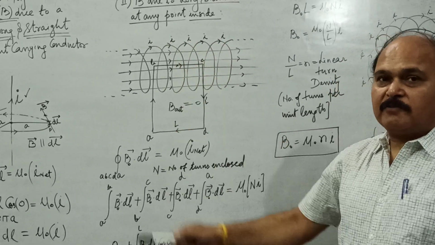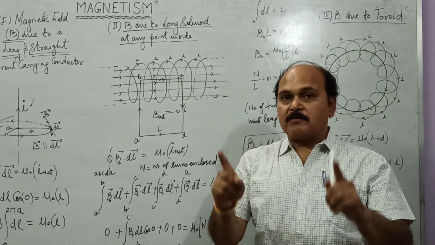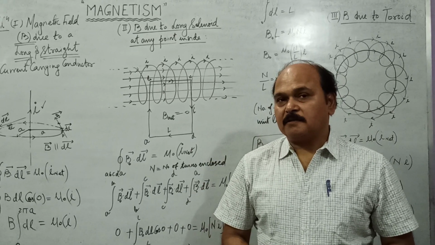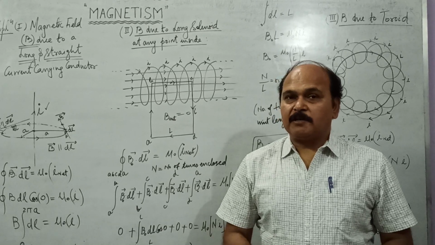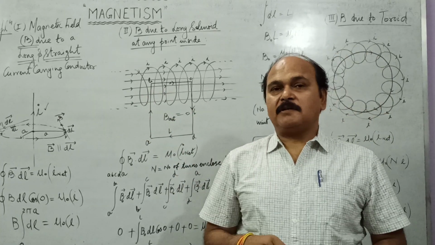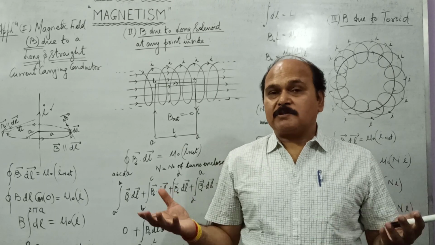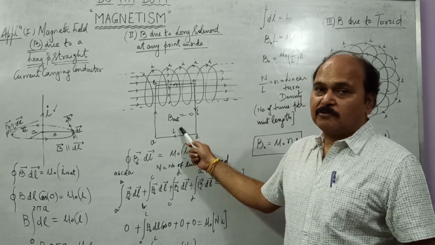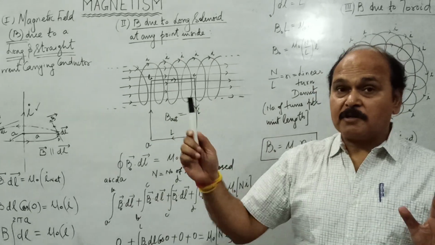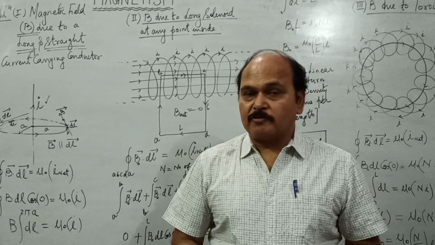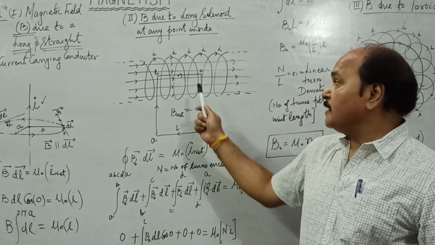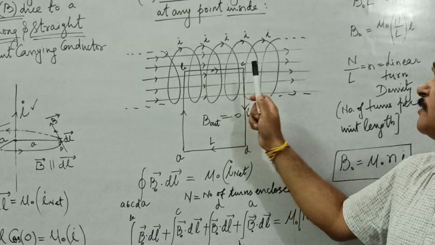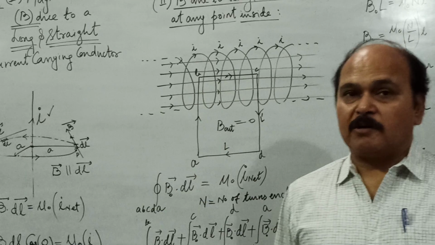In this application we are finding the magnetic field due to a long current-carrying solenoid at any point inside it. We already know that the magnetic field throughout the inside of the solenoid is constant. What is the magnetic field outside? That is not of our interest. But if it is a long solenoid, the magnetic field outside is 0. If the solenoid is short, the magnetic field outside is not 0. But the magnetic field inside, whether the solenoid is long or short, is always constant. And what is that constant value of the magnetic field inside? We are going to work it out.